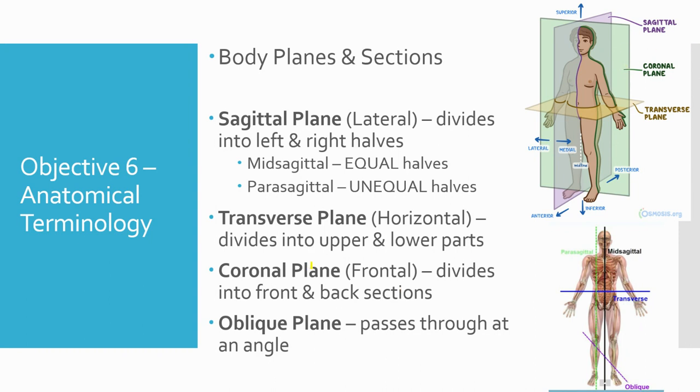And a lot of these are going to go along with your directional terms. So like your coronal, your frontal, that would be your dorsal and ventral, or anterior and posterior. And then you have your oblique plane, which just means at an angle. And so that could be in different areas of the body, but if it's at an angle, that would be an oblique plane.